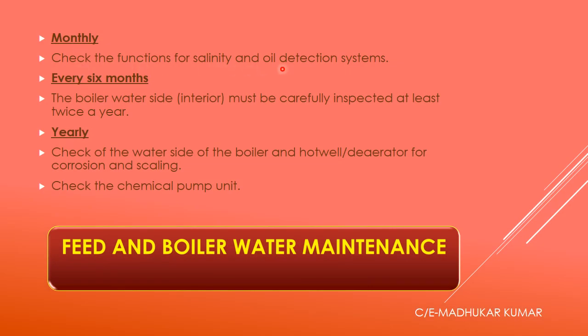Check the functions of salinity and oil detection system. We have to check it monthly. Every 6 months, the boiler water side must be carefully inspected, at least twice a year. Okay, water side, interior side. Yearly, check the water side of the boiler, hot well condition, deaerators for corrosion and scaling. Check the chemical pump units also. Okay, so these are some of the accessories which need to be maintained.